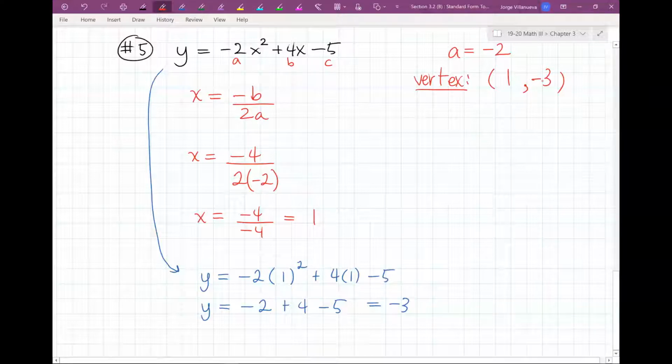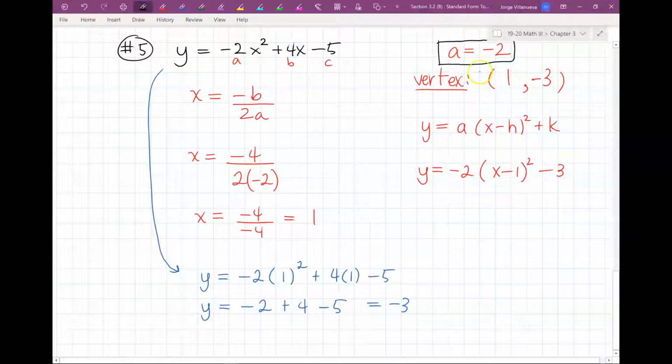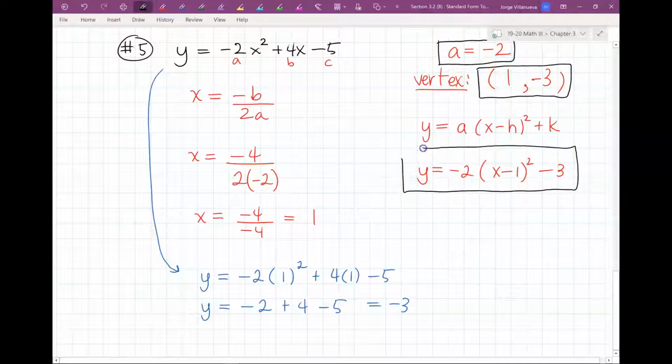Okay, so now all I got to do is plug it into my formula. Again, my formula is a times x minus h squared plus k. So just get your h and k and plug them in. Get your a value, plug it in. This is what you should get as your answer: negative 2 times x minus 1 squared minus 3. So there's a, here's your vertex, and there's your vertex form.